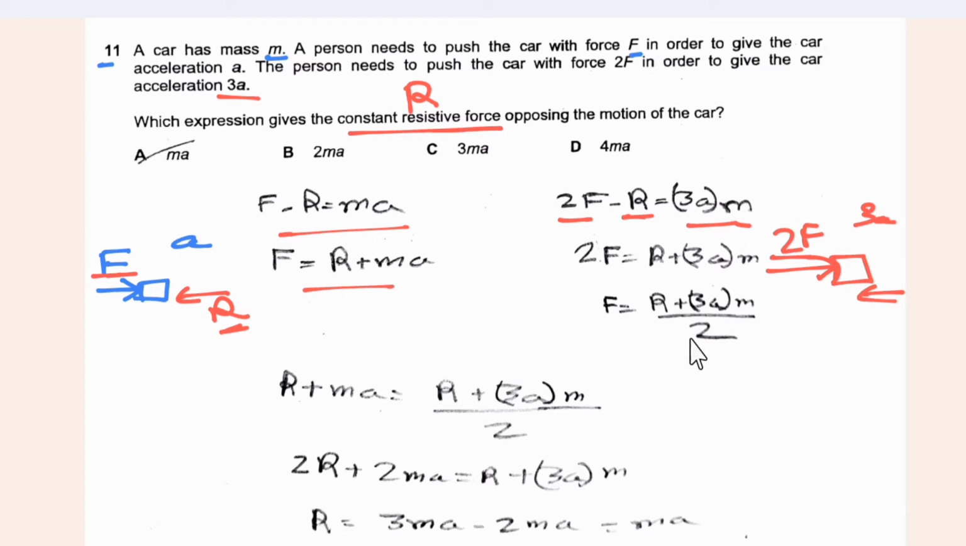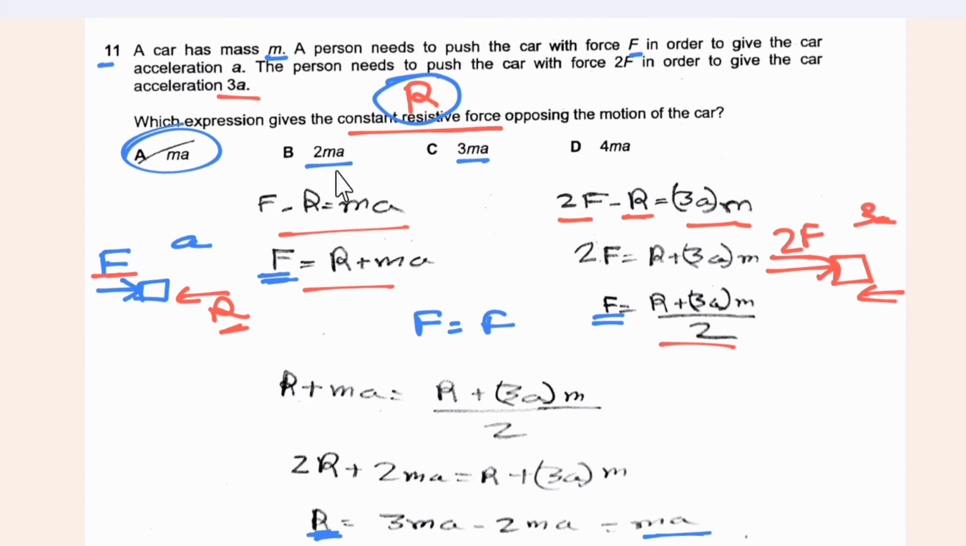So we get two equations, and since we have to give our answer in terms of m and A, we need to eliminate the force F. So we take F common in both equations, and we equate the two values of F. Then, making R the subject of the formula, since we need to find the constant resistive force R, we get the value of R, that is mA. So the answer would be mA, that is A.